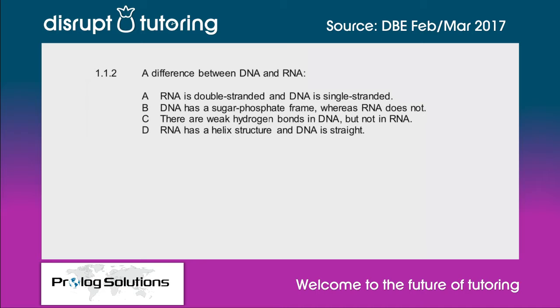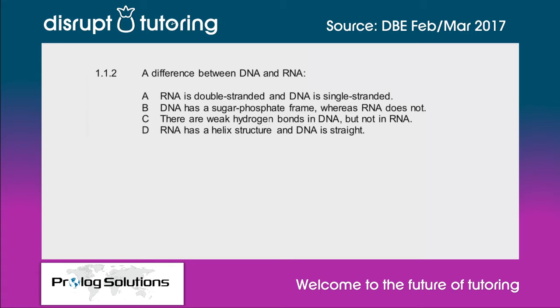Today I'm going to be taking you through a question on the differences between DNA and RNA, and this was taken from the February-March 2017 DBE exam. So let's jump in. A difference between DNA and RNA. Is it A, RNA is double-stranded and DNA is single-stranded? B, DNA has a sugar phosphate frame, whereas RNA does not? C, there are weak hydrogen bonds in DNA but not in RNA? Or D, RNA is a helix structure and DNA is straight?